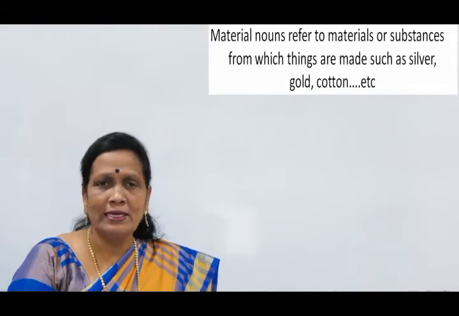silver, gold and cotton. We make a lot of ornaments from gold. So gold is a material noun. We make a lot of ornaments from silver. So silver is a material noun. Cotton is grown in agriculture. It is a raw material. Okay, and we make a lot of things out of cotton, isn't it? We make cotton clothes. So cotton is a material noun. Okay, so I hope children, material noun is clear to you.